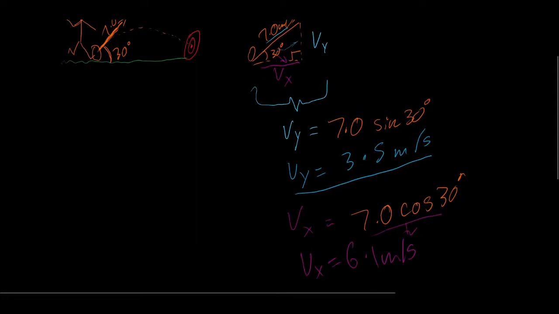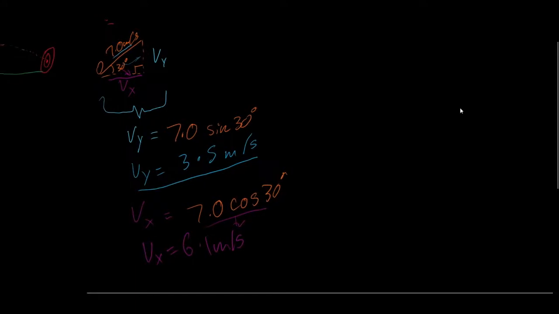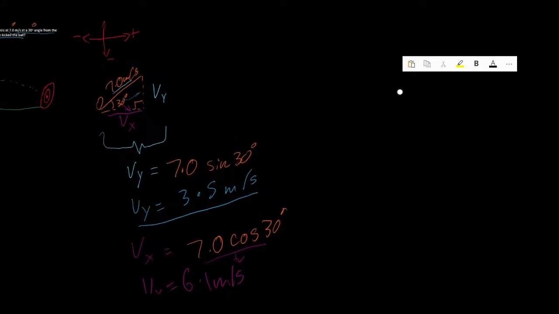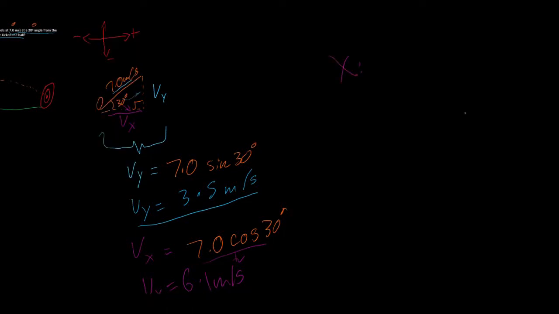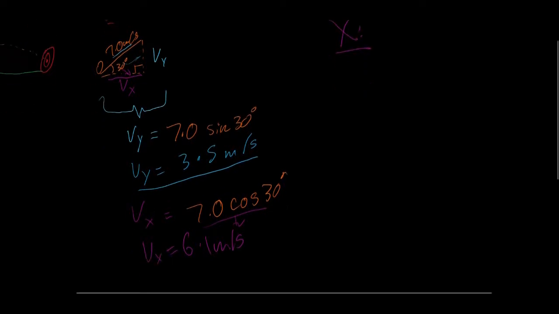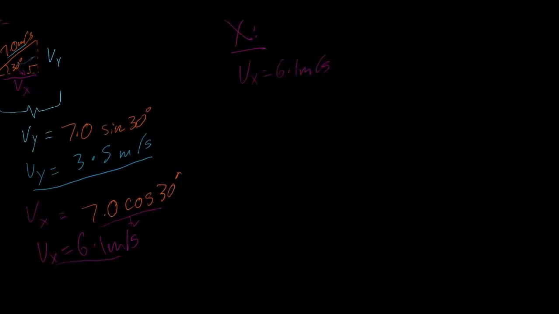So now let's just write down what we know about our x and y. Let's move over a bit. So our x, we know that your velocity in the x is 6.1 meters per second. But that's just about all we know about it. We don't know its displacement in the x. That's what we need to find. And we don't know the time.